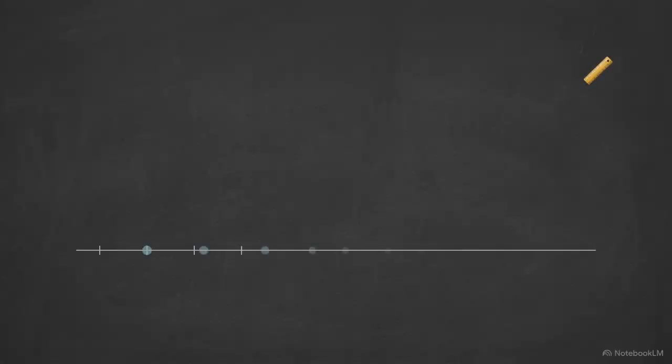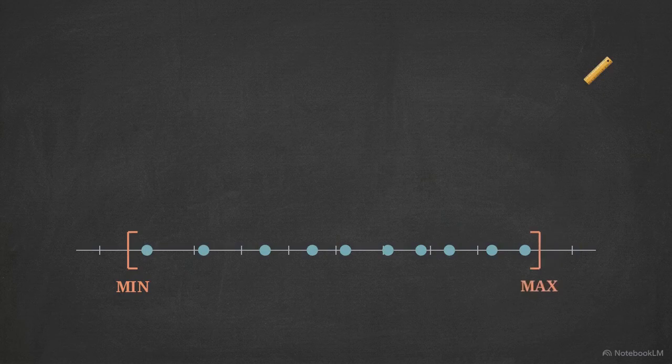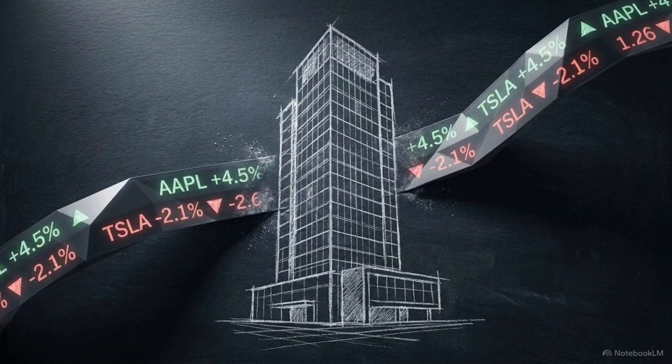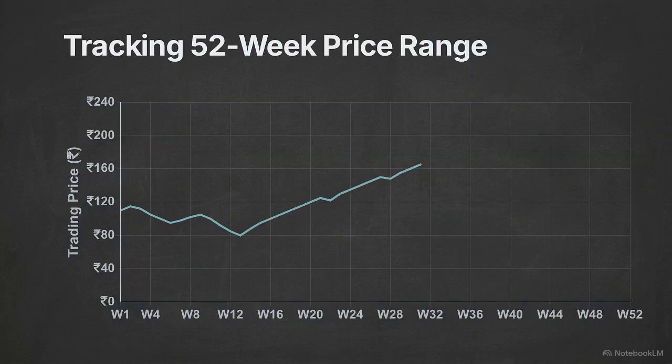The simplest absolute measure is the range. You calculate it by subtracting the smallest value in a dataset from the largest value. This is frequently deployed in the stock market. When the National Stock Exchange reports a 52-week high and low for an equity, it is providing the mathematical range of that asset's trading price.